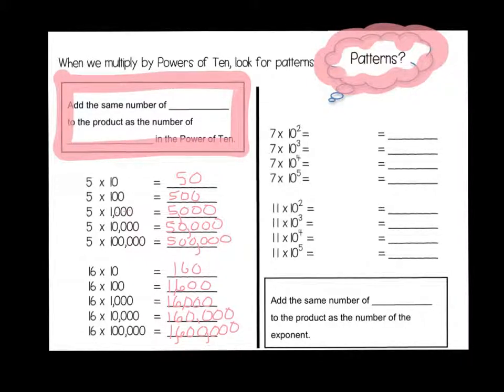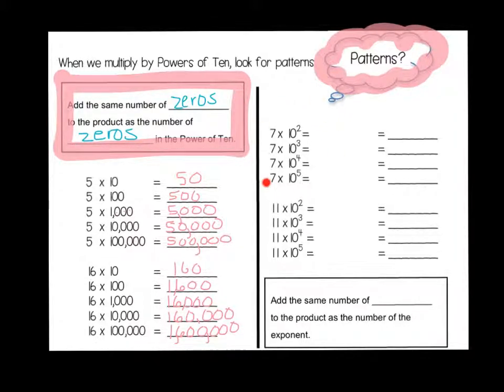So if we look back up here in our box, it's asking us to look for patterns, and it says when I'm multiplying by a power of 10, I want to add the same number of blank to the product as the number of blank in the power of 10. And of course, if you think about it, the only answer could be zeros. I'm going to add the same number of zeros to the product as the number of zeros in the power of 10.